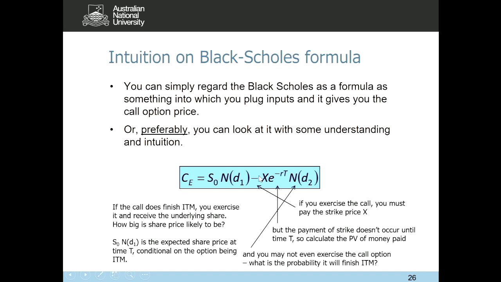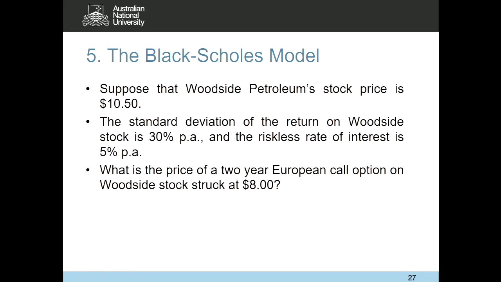And if we exercise the call option, how big is our share price going to be? The N(d1) term times the S tells us the expected share price, conditioning on the decision that we're going to exercise this call option, that the call option finishes in the money. Okay, so that's just a rough intuition behind the Black-Scholes option pricing formula.